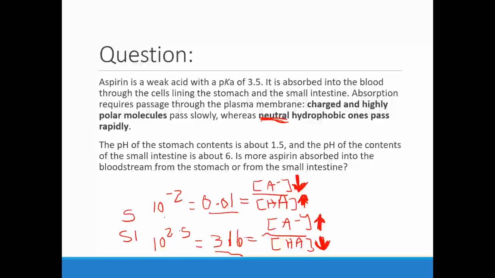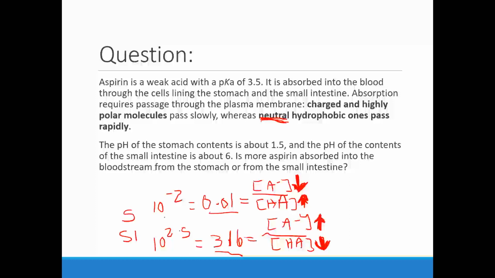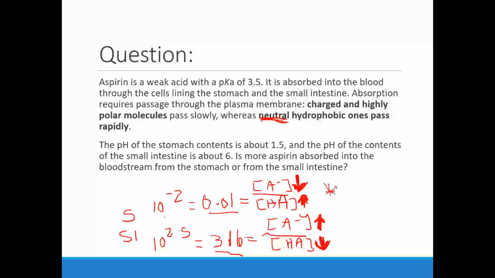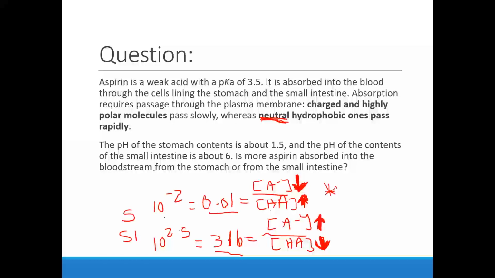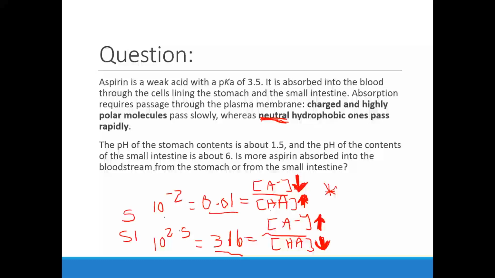Now remember, which one is better for passing through a plasma membrane? Something that is more neutral, so that means the HA, not the charged one. That means this situation in the stomach is the better situation because there is more HA. The ratio of HA to A minus is bigger. So aspirin will be absorbed more.